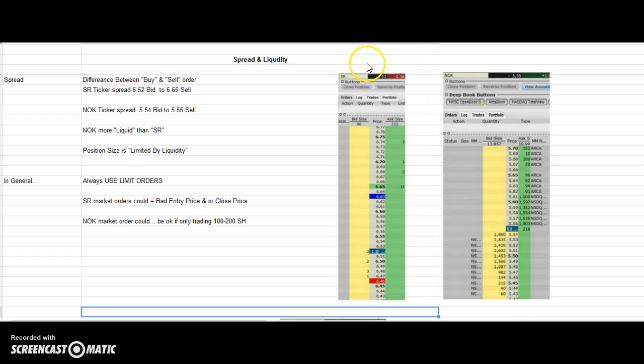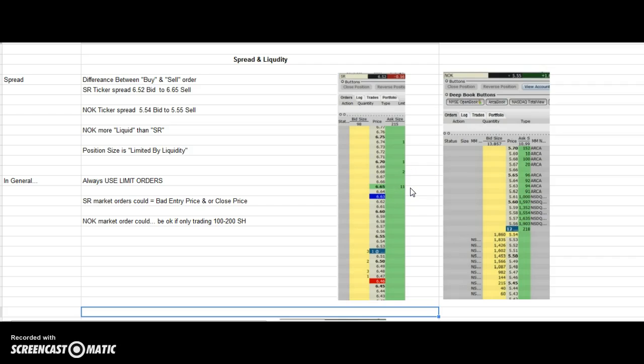Now, Standard Registry, SR, is the market data right here. And there's not near the orders to sell or to buy. It's thinly traded, and there's a large spread. The spread is the difference between a buy and a sell order. And as you can see here, the buy order is at 652 and the sell order is at 665. That's a large spread. That's a large percentage.